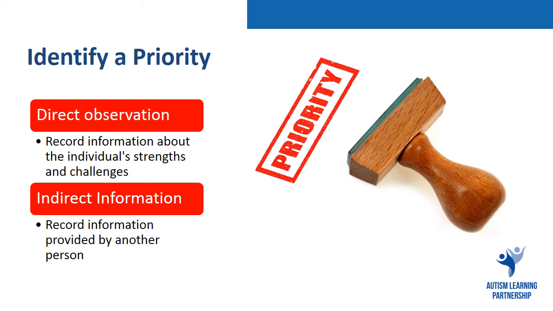One can also ask others around the child or learner for additional information. This information is important and can provide interesting details, but is considered indirect information because it comes from another person who shares his or her opinion. For this reason, direct observation is always recommended.